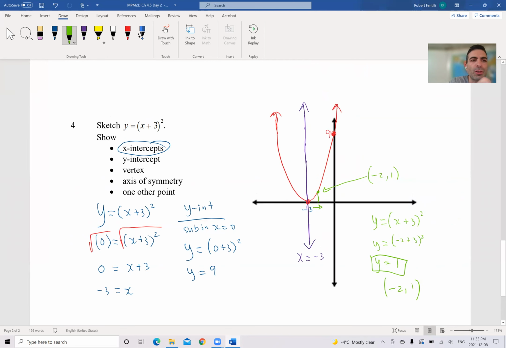So I've got my sketch, right? Check. Did I just double check my work? Got my x-intercept? Yep. Y-intercept? Yep. Vertex? Yes. Axis of symmetry is drawn and labeled. And one other point, got it.